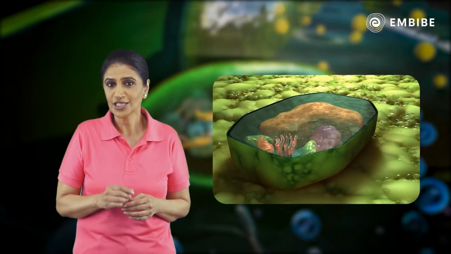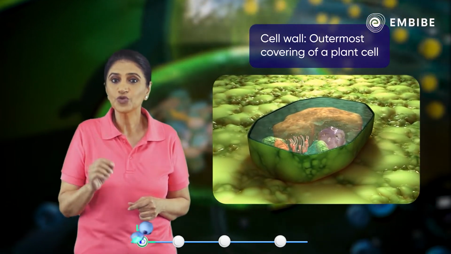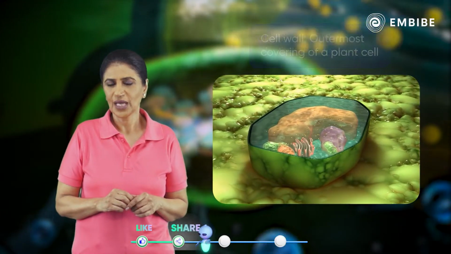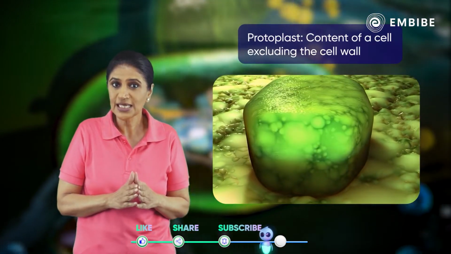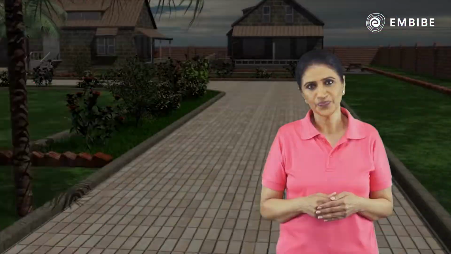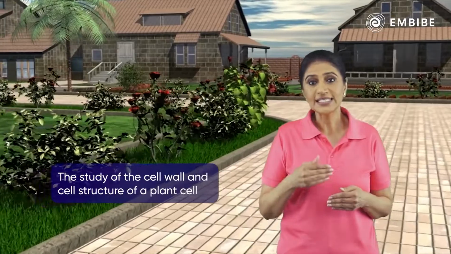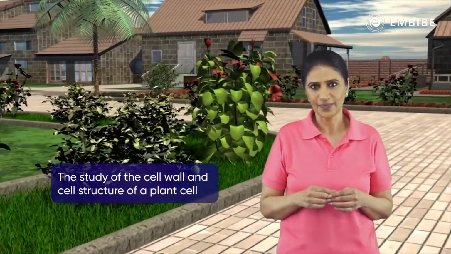If you would like to study organelles of a plant cell, first you have to remove their cell wall. Isolated protoplast can be further manipulated and studied easily in the laboratory. This topic deals with the study of the cell wall and cell structure of a plant cell.